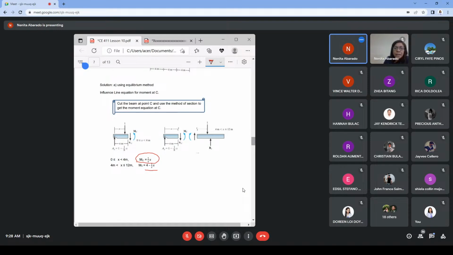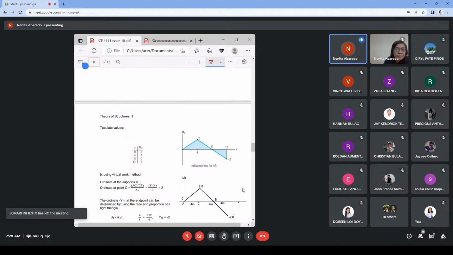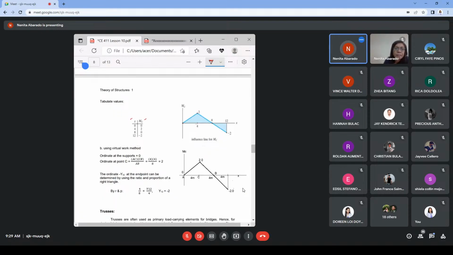Okay. So from that, we are going to have the table of x and the moment at C. The x values are 0, 4, 8, 12. You can also choose specified points, let's say 0, 4, 8. Using our two equations, we have MC is equal to x over 2, and we also have MC is equal to 1 minus x over 8.